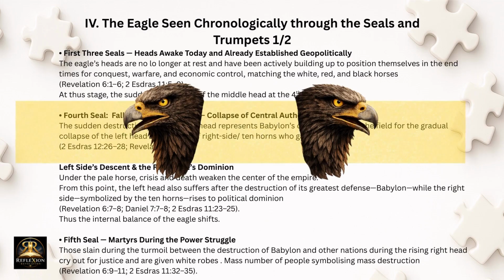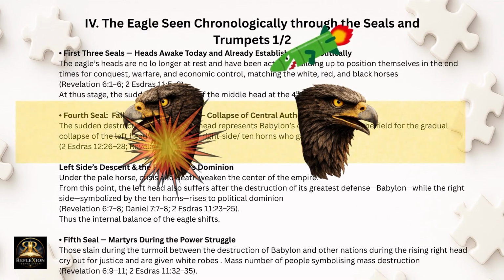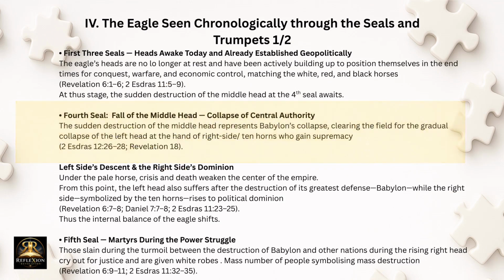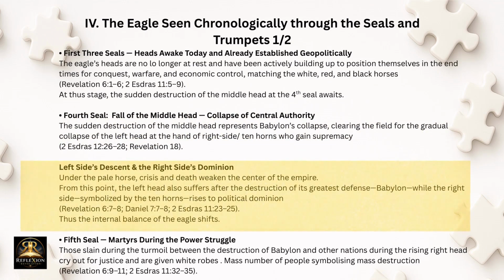When we look at all those aspects, we know that, okay, it's not just going to be a war where one country gets destroyed and that's it. There's going to be multiple things happening. So we see that this head on the right side, which is obviously the eastern bloc, so to speak, will devour the head on the left side, which is obviously the Western nation. So again, probably through war, not just there at the fourth seal, but gradually as you go along. So the left side's descent and the right side's dominion.